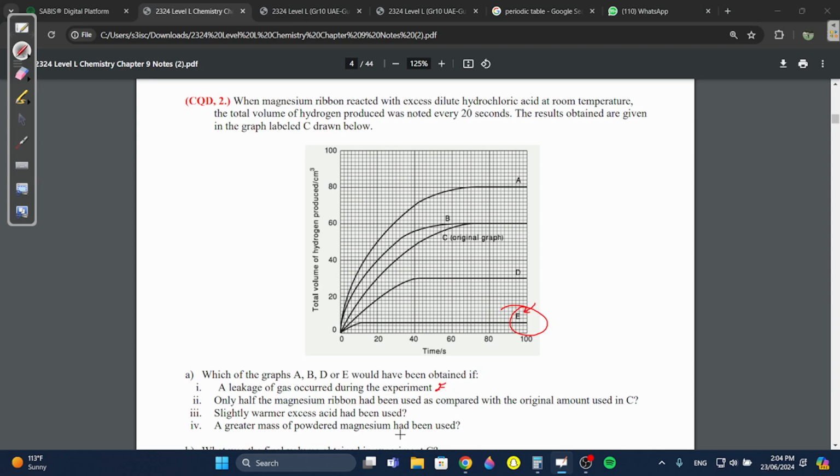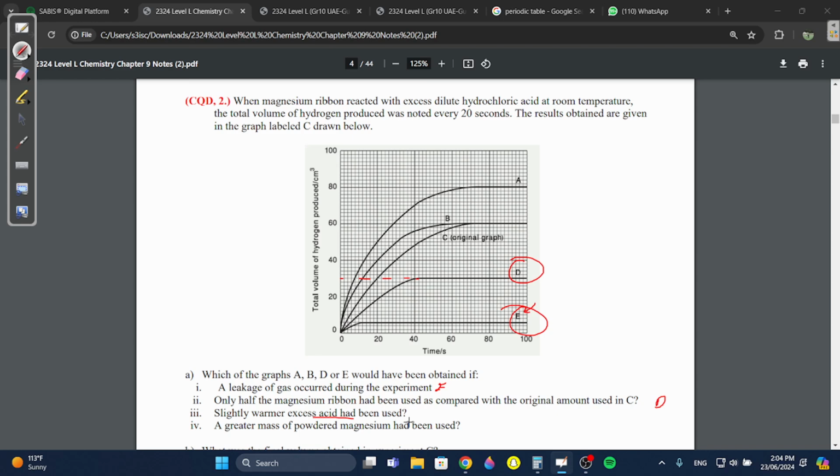Only half the magnesium ribbon has been used as compared to the original amount used in C. So obviously, if we're using half, half of 60 would be 30. So we go to 30, and it's going to be D. So here, D. Slightly warmer, excess acid has been used.